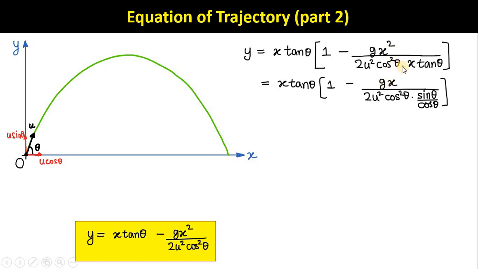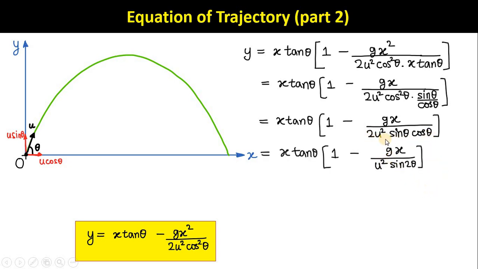Now here you see, this x will cancel x square, and only one x remains in the numerator, and tan theta can be written as sin theta by cos theta, and this cos theta will cancel the cos square theta, and only one cos theta will remain here. So we'll get gx upon 2u square, cos theta and sin theta. Now can you see that there is 2 times sin theta into cos theta? And we know from mathematics that 2 sin theta cos theta is sin 2 theta. So in the next step, we are replacing 2 sin theta cos theta with sin 2 theta.